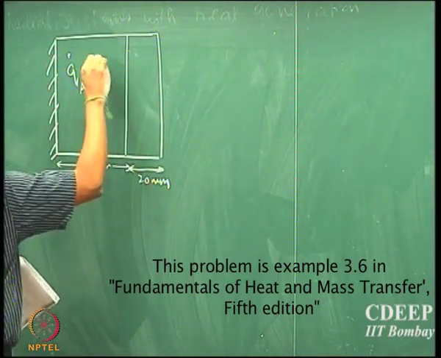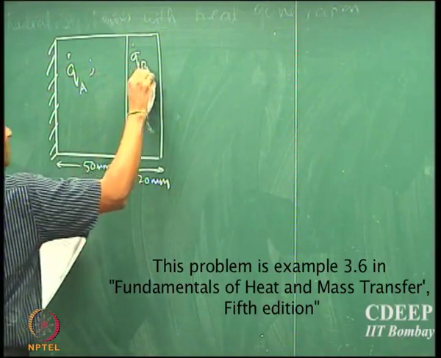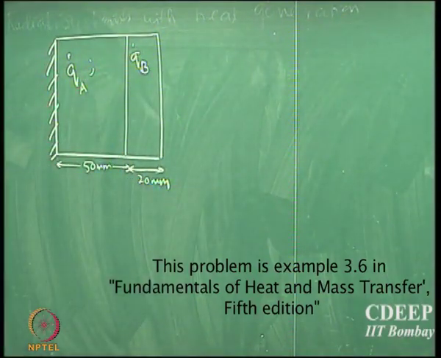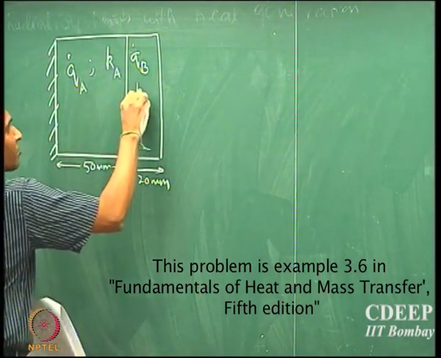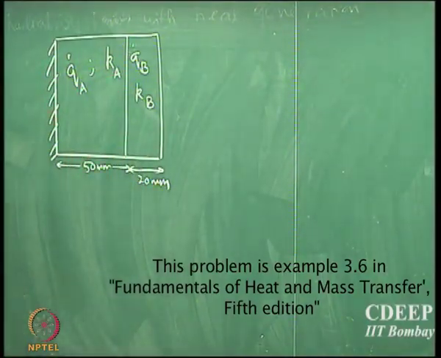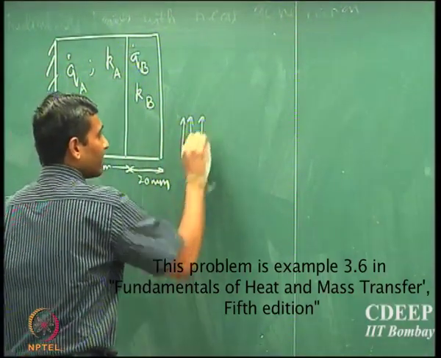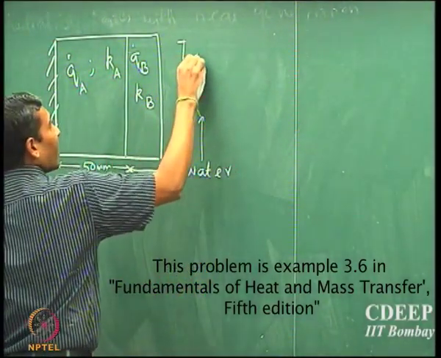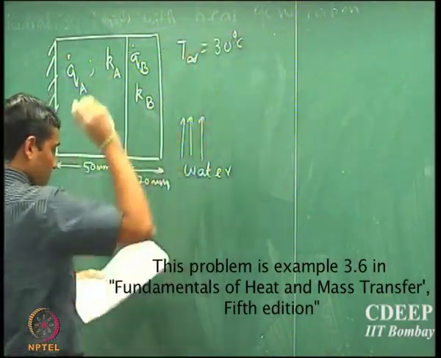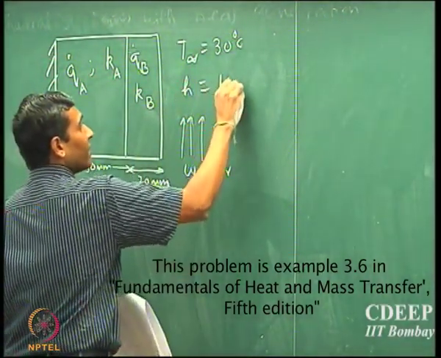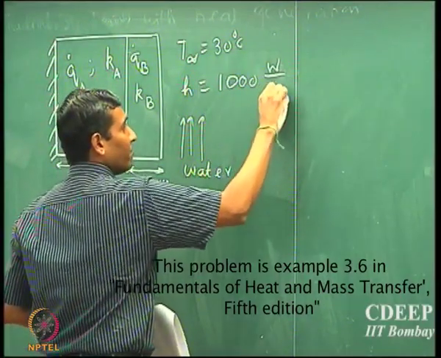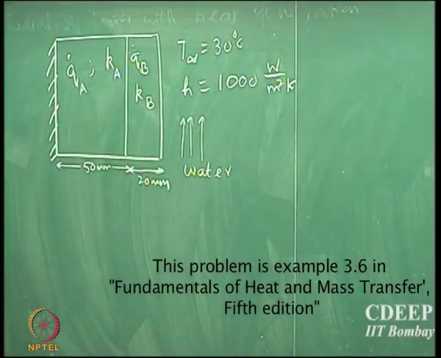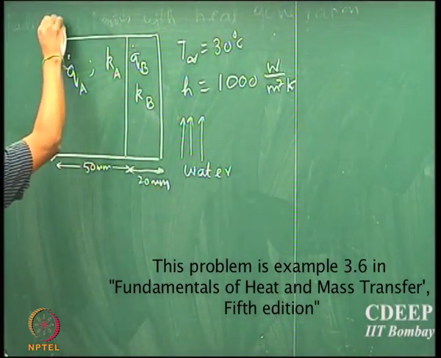Let's say that Q dot A and Q dot B are the volumetric generation of heat in these two slabs, and Ka and Kb are the corresponding conductivities. Water is flowing outside at a temperature of 30 degrees C, and the heat transport coefficient is 1000 watt per meter square Kelvin. Okay, that's the heat transport coefficient, and you can throw in some numbers.